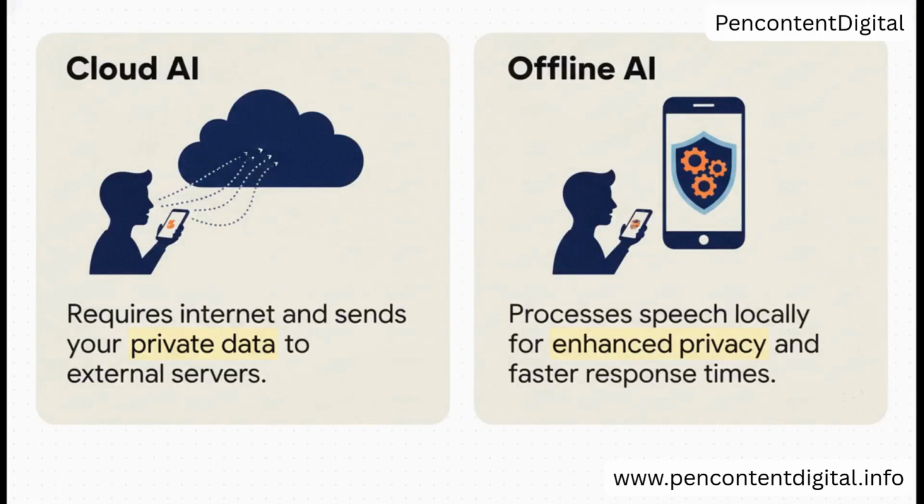So let's break it down. On one side, you have cloud AI. This is probably what you're used to, those assistants that have to be connected to the internet, sending your voice out to some big server somewhere. But on the other side, you've got offline AI. This is where all the magic happens right there on your device. What does that mean for you? Well, way better privacy and much faster responses. But like anything, it comes with its own set of trade-offs. We're going to get into exactly what that offline AI option is all about.